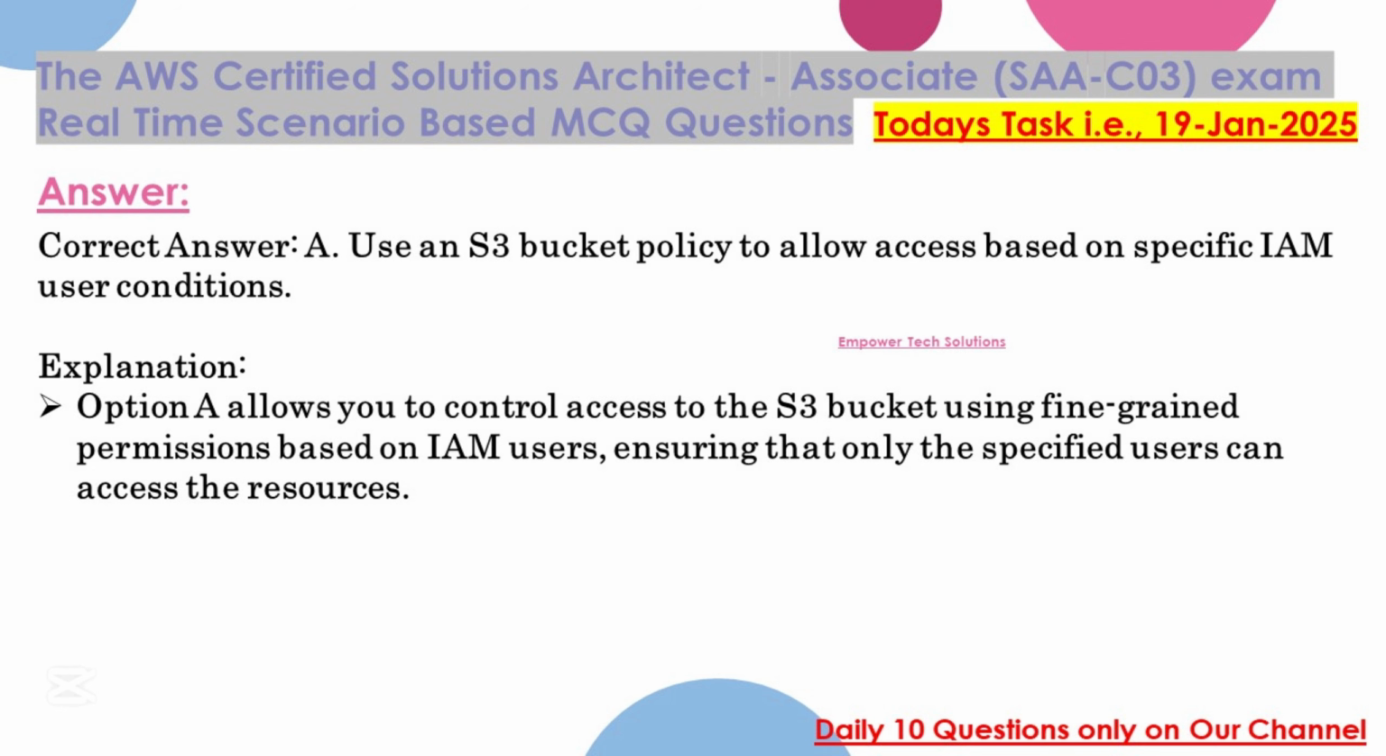Correct answer: A. Use an S3 bucket policy to allow access based on specific IAM user conditions. Explanation: Option A allows you to control access to the S3 bucket using fine-grained permissions based on IAM users, ensuring that only the specified users can access the resources.